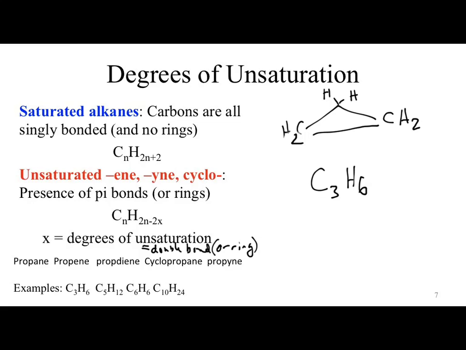C3H6, which is our equivalent here, where our degree of unsaturation in this case is 1 ring, so we get 1 degree of unsaturation. N was 3, so 2 times 3 minus 2 gives us... 2 times 3. Shoot, this is what happens with formulas. I hate formulas. 2 times 3, 6.